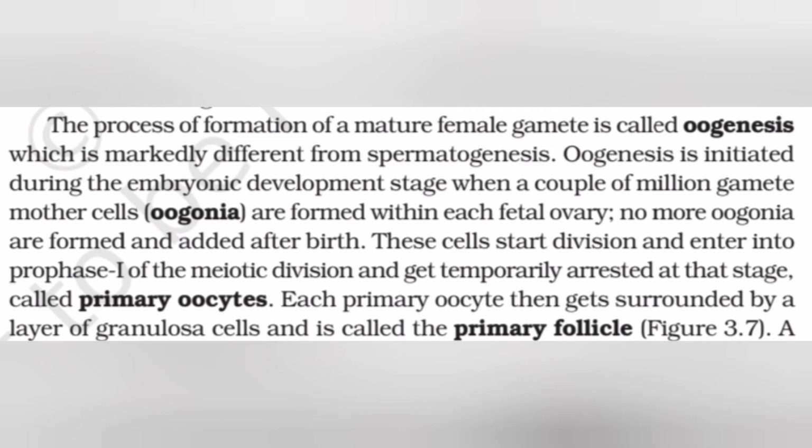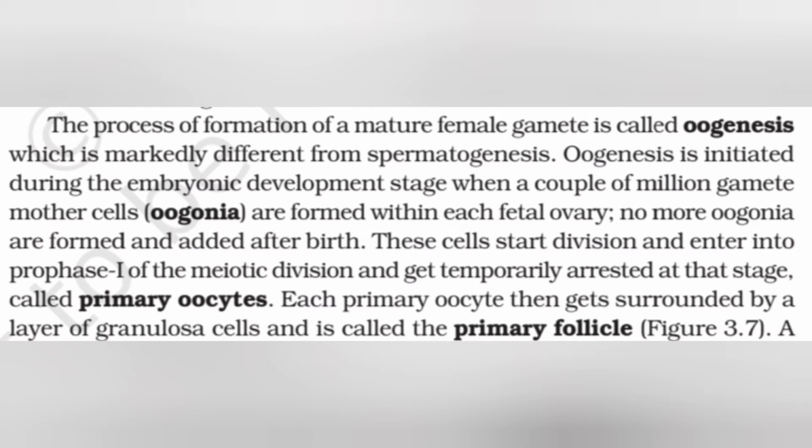The process of formation of mature female gamete is called oogenesis, which is markedly different from the spermatogenesis. It is initiated during embryonic development stage. Mark the difference. It initiates at embryonic developmental stage when a couple of million gamete mother cells, that is oogonia, are formed. There in spermatogenesis it was spermatogonia, here it is oogonia. They are formed in the fetal ovary. No more oogonia are formed and added after birth.